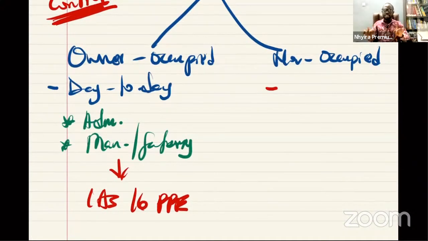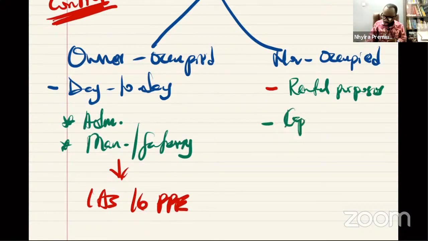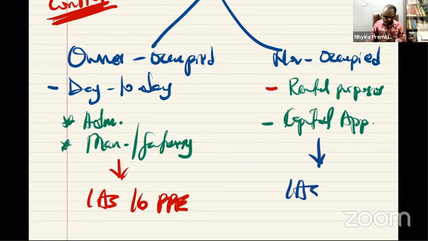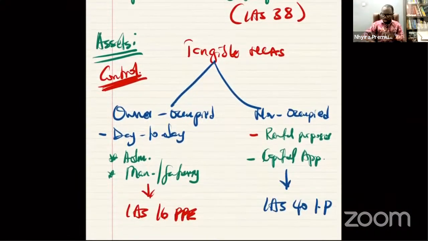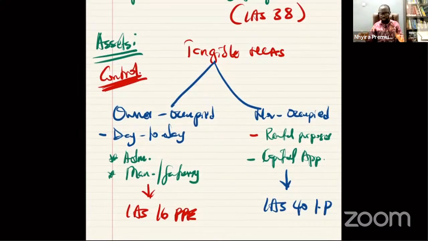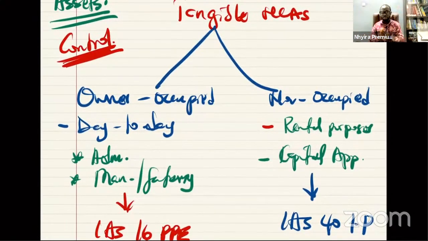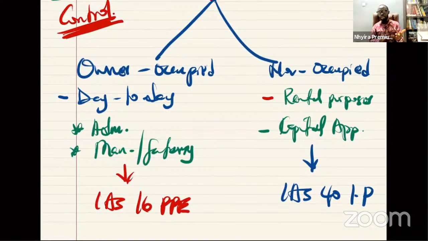This one, the entity doesn't use it in the day-to-day running, but the entity maybe leases it out or holds it for rental purposes, or the entity is just holding on to it for capital appreciation. In that case, the asset will be accounted for in accordance with IAS 40 investment property. So you realize that even though we are just sharing our thoughts on the non-current assets, so far we have three standards coming in. So when it comes to non-current assets in general, that is the overview that you need to understand.